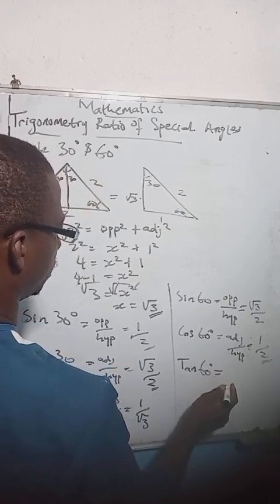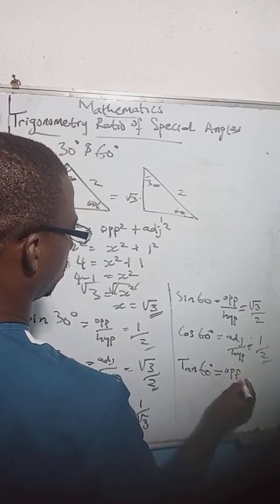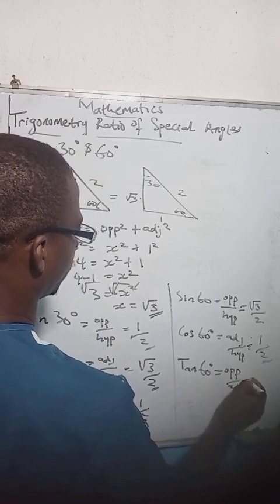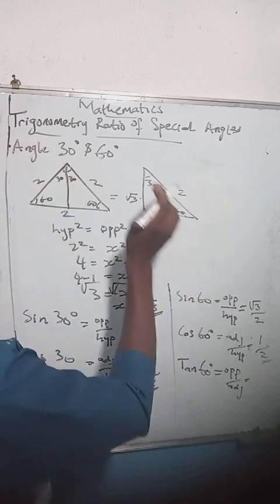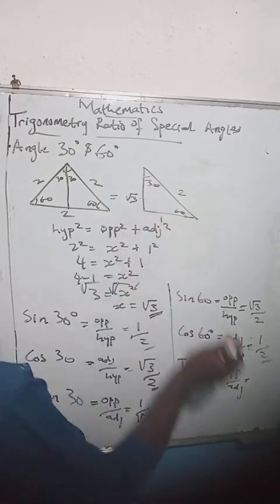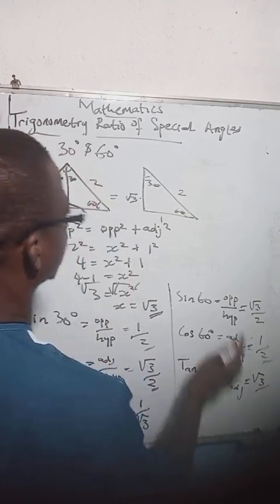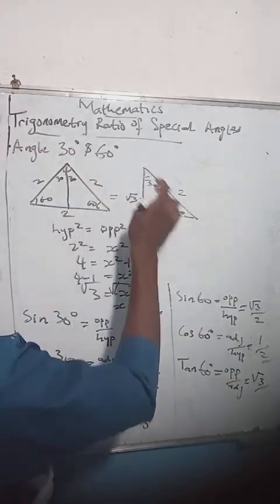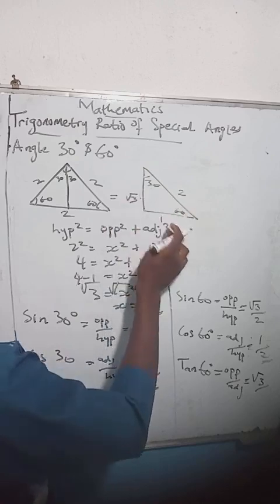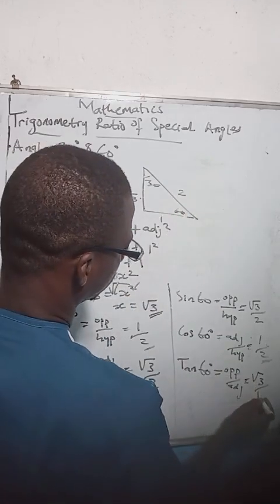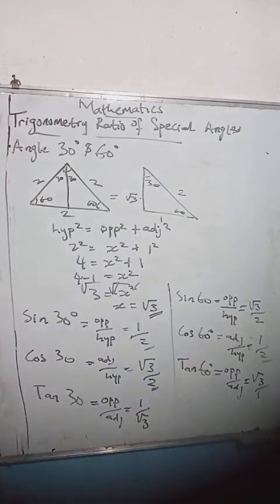Finally, tan is opposite over adjacent. Opposite of 60 is root 3, and the adjacent will then be, when this is the opposite, adjacent will be 1. So these are the trigonometry ratios of special angles 30 and 60.